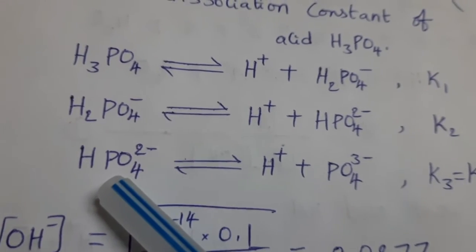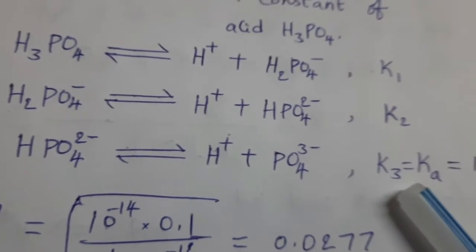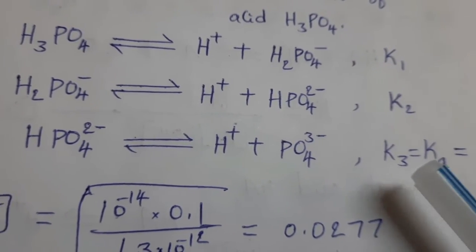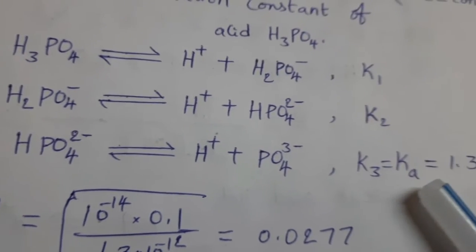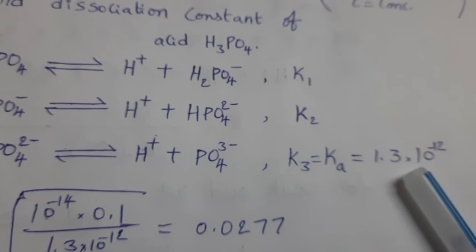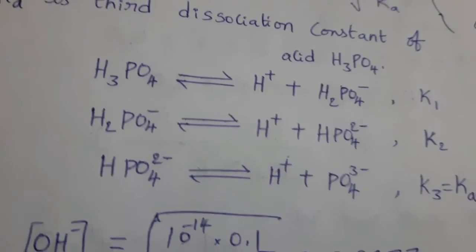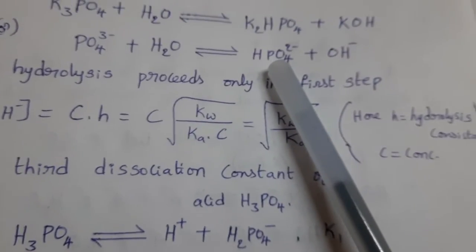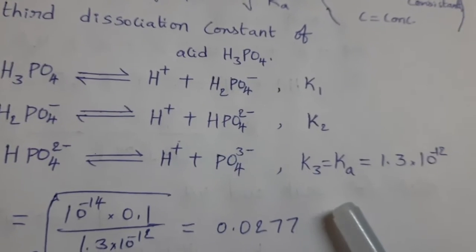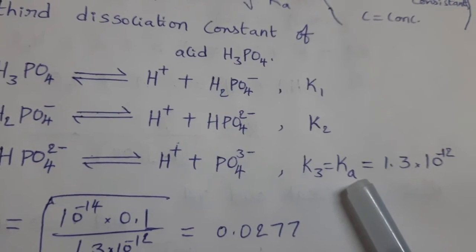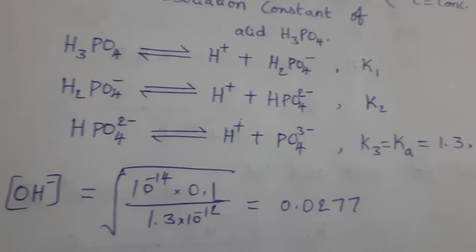Next, from this anion HPO4 2 minus, we can get H plus, with the related dissociation constant K3. This third dissociation constant is equal to Ka. So what is the value? 1.3 into 10 power minus 12. Because in this reaction also we have this ion, this dissociation constant is equal to the acid dissociation constant Ka, value 1.3 into 10 power minus 12.